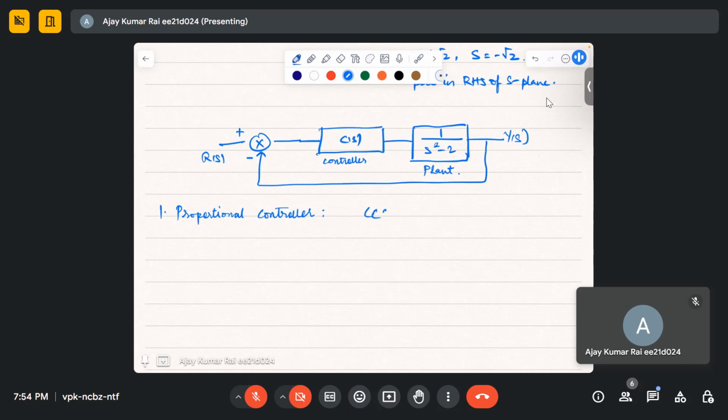Okay, you know the controller transfer function is just KP. Which is equal to what? U of S by E of S, because here you will get U of S, and here you will get E of S. So U of S by E of S is equal to KP. Okay, so what is the open loop transfer function?